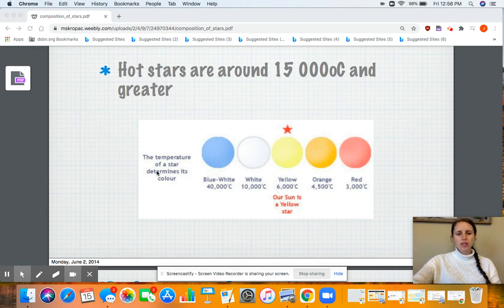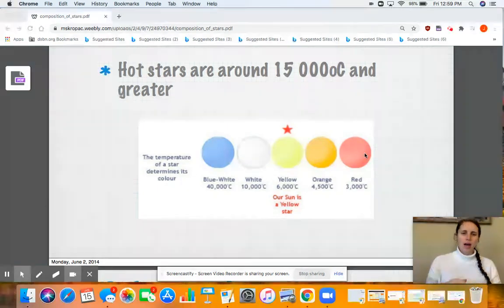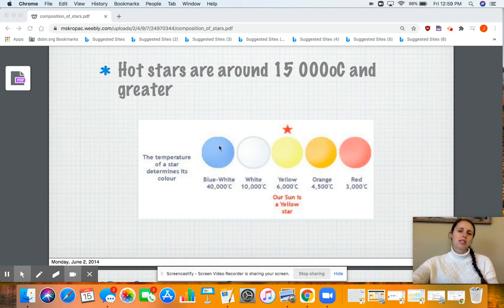So the temperature of the star actually determines its color. You can see the hottest star is actually blue, and you can see the coolest star is actually red. So that's kind of the opposite of what you would think, right? When you turn on hot water, you turn on the red tap. When you turn on cold water, it's a blue tap. Here it's the opposite for stars.